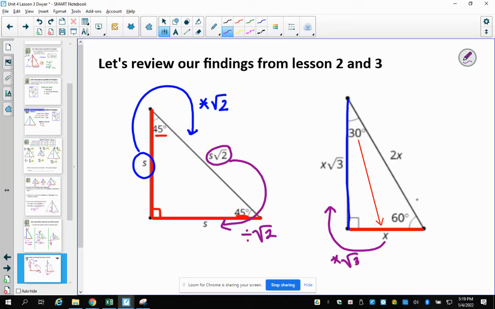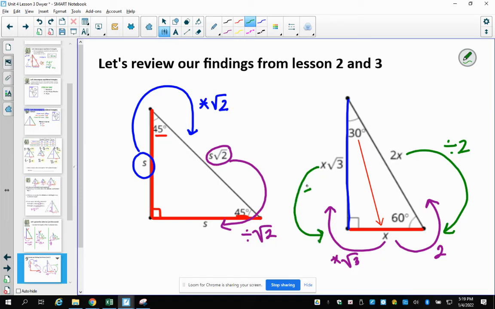And to get the hypotenuse here, you would multiply that short leg by 2. That's why you see this 2 times x, x being the short leg, and x times the square root of 3. So multiply by square root 3 to get the long leg, multiply by 2 to get the hypotenuse. And the backwards version of that: if you have the hypotenuse, to go back to the short leg, you would divide by 2. If you have the long leg, you would divide by square root 3 to go backwards.